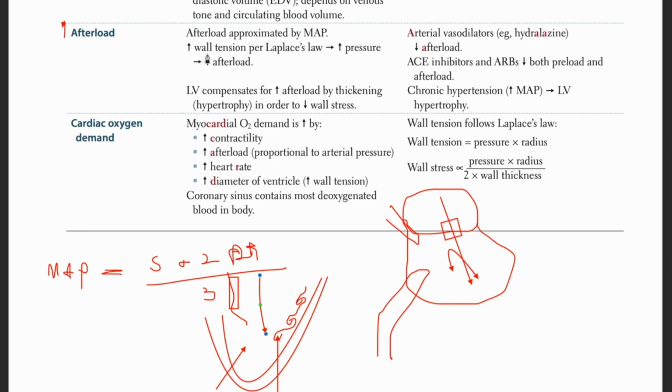Okay. So the next is the increase in wall tension. Wall tension happens when something's wrong with the muscle fibers. Increase in wall tension, per Laplace's law, increases pressure, and this increase in pressure will increase afterload. So what can happen to this? It can get fibrosed due to ischemia or something like that, like MI. So the LV compensates for increase in afterload by thickening, or hypertrophy.